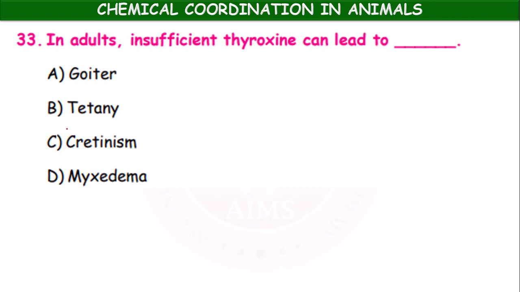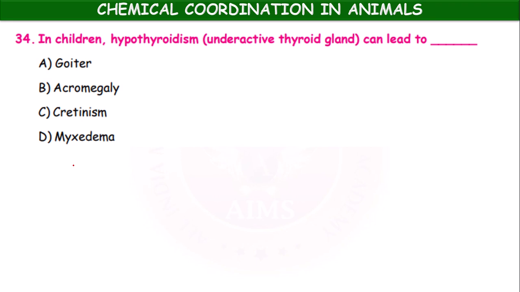In adults, insufficient thyroxine can lead to goiter, tetany, cretinism, myxedema. Myxedema. Children, cretinism. In adults, myxedema. In children, hypothyroidism, underactive thyroid gland can lead to goiter, acromegaly, cretinism, myxedema. Cretinism.